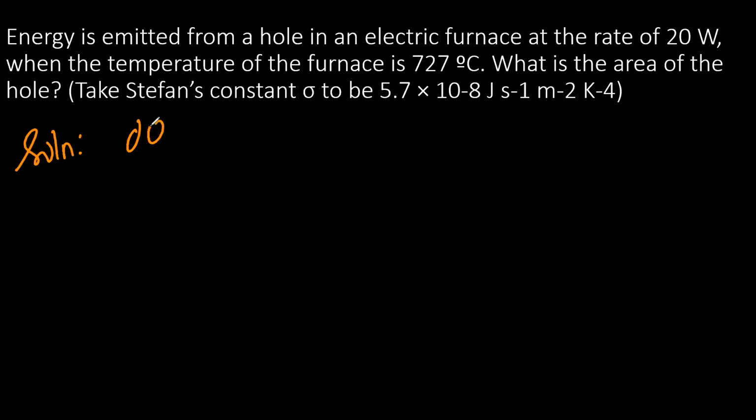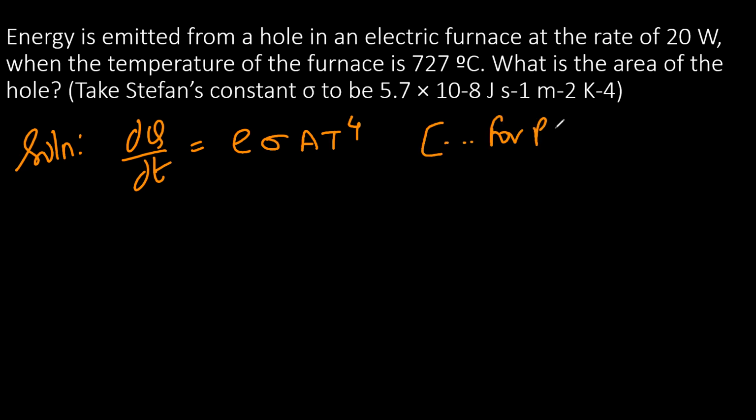See, we know that dq upon dt is equal to e sigma A T raised to 4. Here they mention that e is not mentioned, so we can consider this one as a perfectly black body. So here we can write for a perfectly black body e is equal to 1, so we can omit this part.